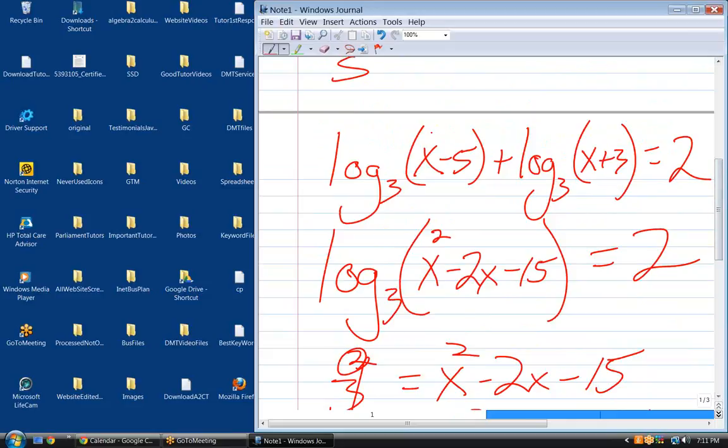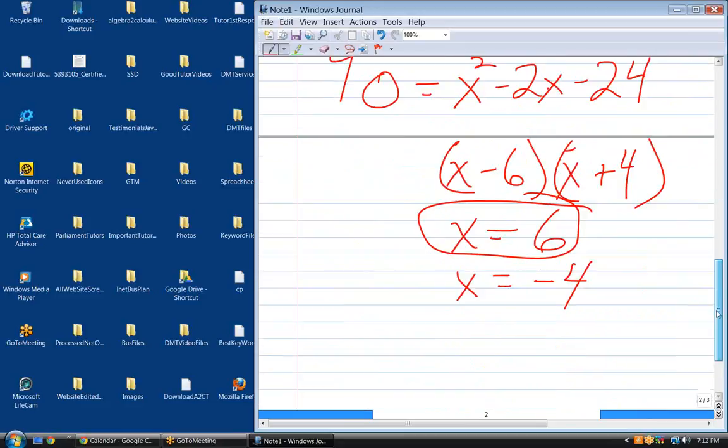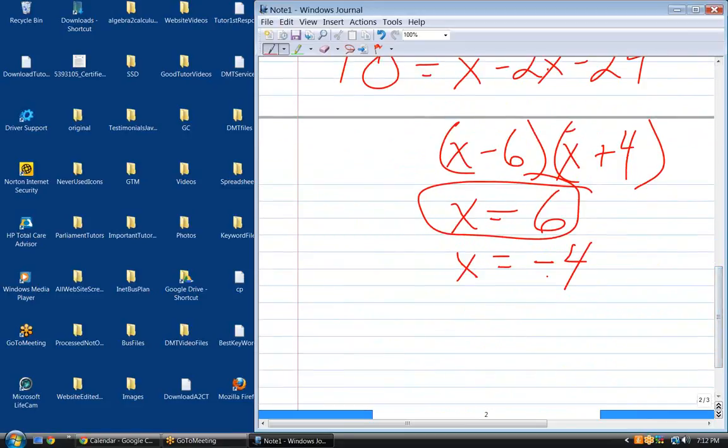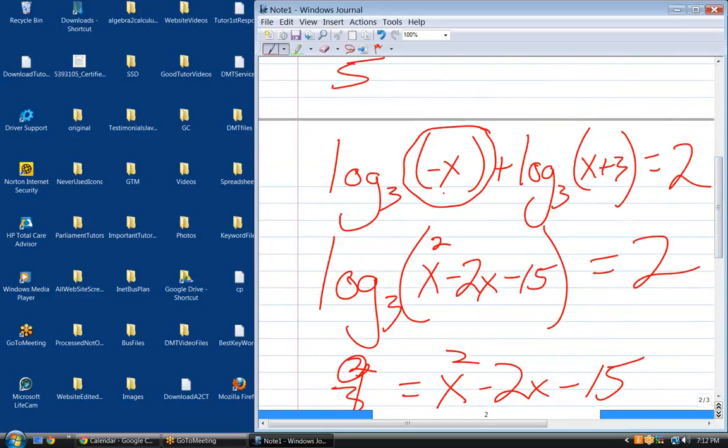I could have had a negative x right there, in which case the positive 6 would have violated the domain, and the negative 4 would have been fine. The negative 4 would not have passed this one over here, but I'm just pointing out a case where you can't just automatically throw out the negative answer. You have to plug it back in and make sure that the argument is not negative with that answer.